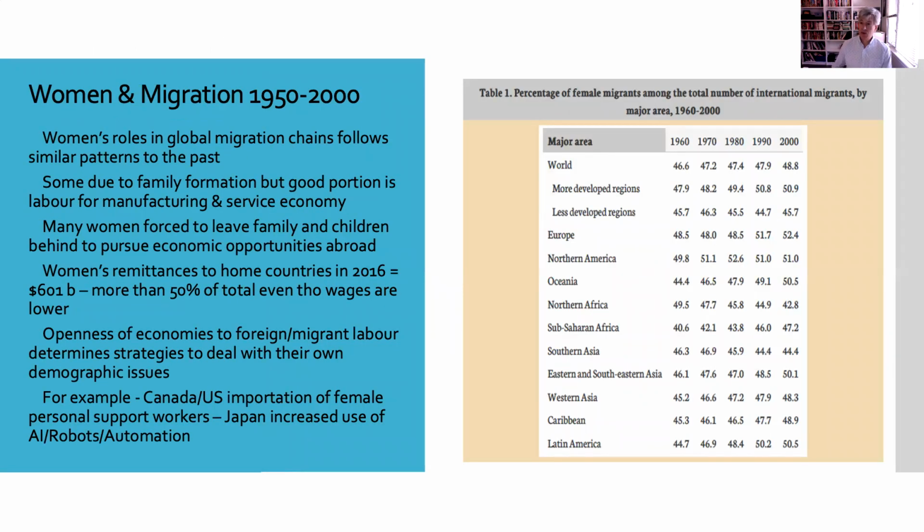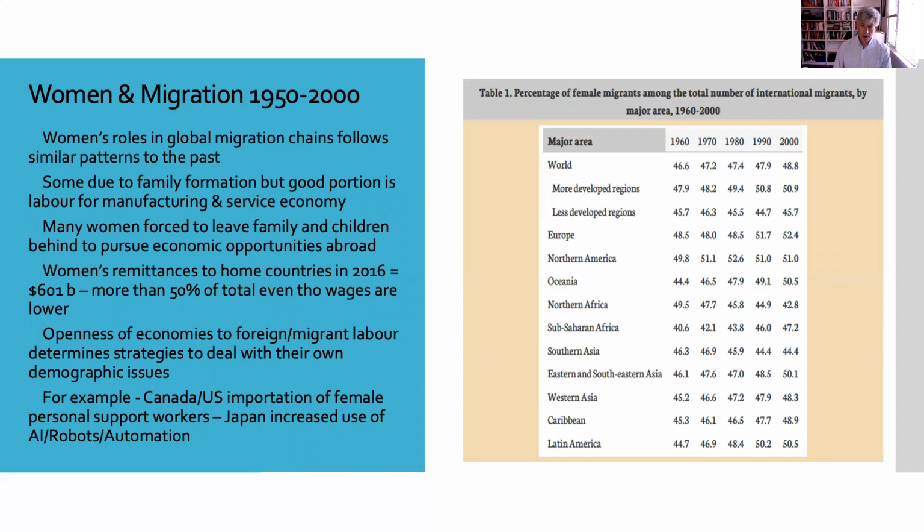Again, women's roles in global migration chains largely follow similar patterns. And women today, as we see in that chart, make up at least 44, 45%, sometimes over 50% of global migration flows. Some of this is about family formation, but a good chunk is for labor in the manufacturing and service economies. And many women are not only choosing to leave for so-called economic opportunities elsewhere, but many of them are being forced to leave because of poverty and all kinds of other things. And they're forced to leave family and children behind.